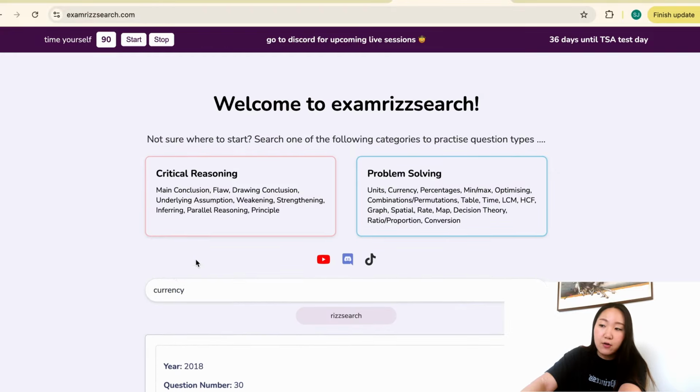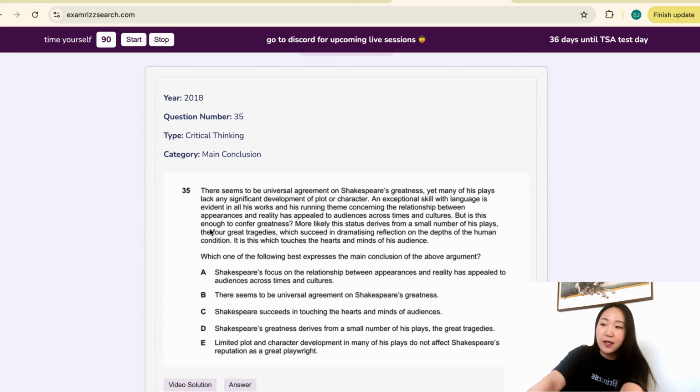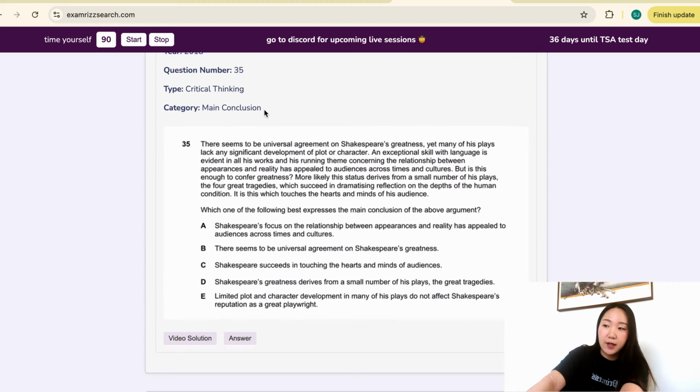In terms of how to use it, it's super simple. It gives you the year, the question number, the type, and then the category, and then you've got the question, which I think you should try and solve first. In this top left-hand corner, I've put a 90-second timer. That's the ideal time that you should be aiming for to solve each question. Obviously, some of these will be much quicker than 90 seconds, some will be slightly longer, but it's quite a good average time to aim for.